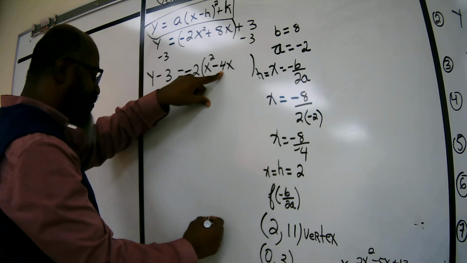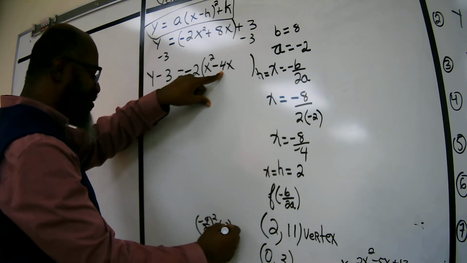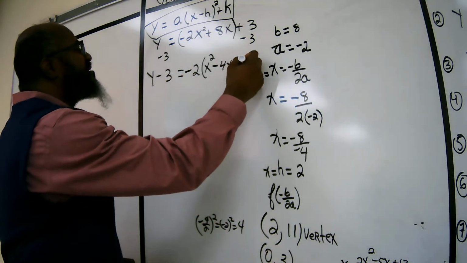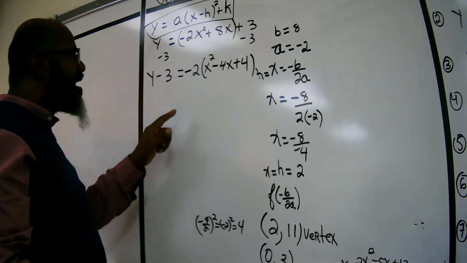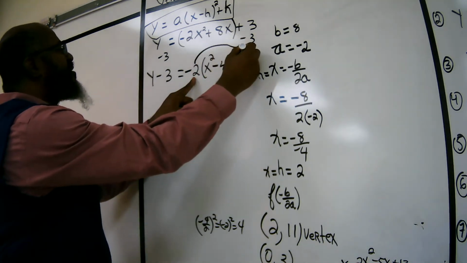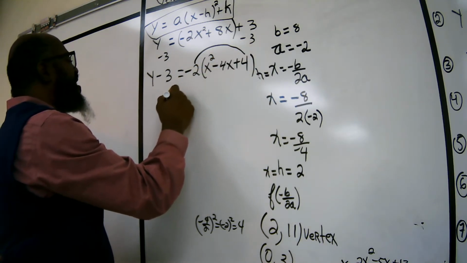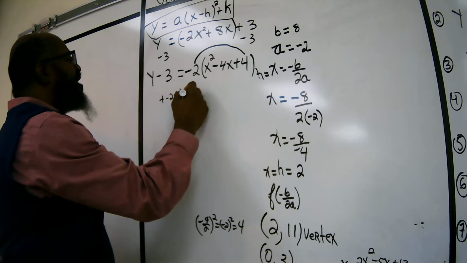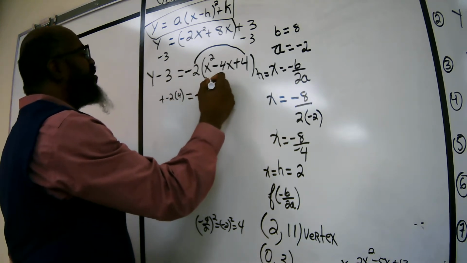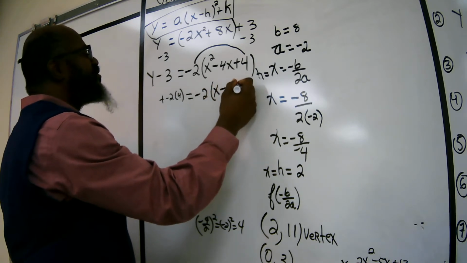Right? We divide by 2. Then you square it. You will end up with negative 2. You square it. That will give you a 4. You add 4. In reality, you do not add 4. You add negative 2 times 4. Then you have to add that on the other side. Plus negative 2 times 4 equals negative 2 open parentheses x minus 2 squared.